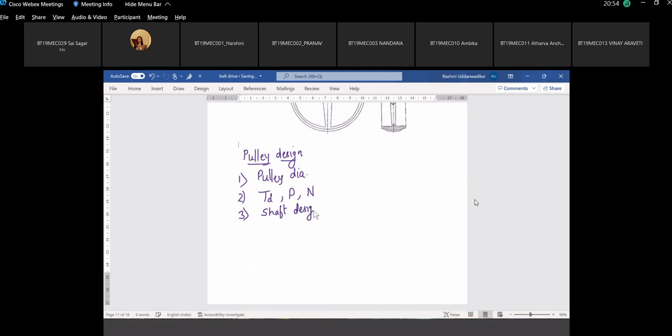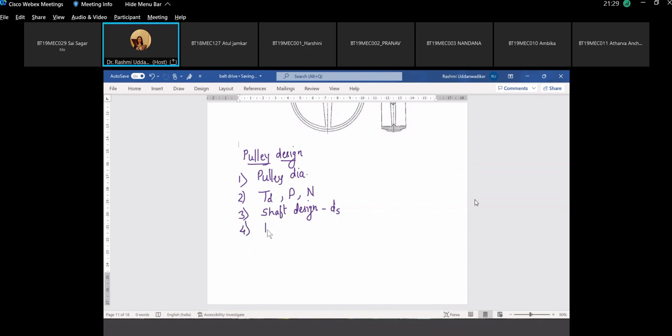Then we'll have to do the shaft design. Now we know that this is subjected to bending moment and twisting moment both, but bending moment data is not available. We don't know the length of the shaft, where the bearings are, what the reactions are, so we ignore the bending moment part. We design the shaft only based on the torque or the twisting moment, and since we are ignoring the bending moment, we reduce the allowable shear stress significantly.